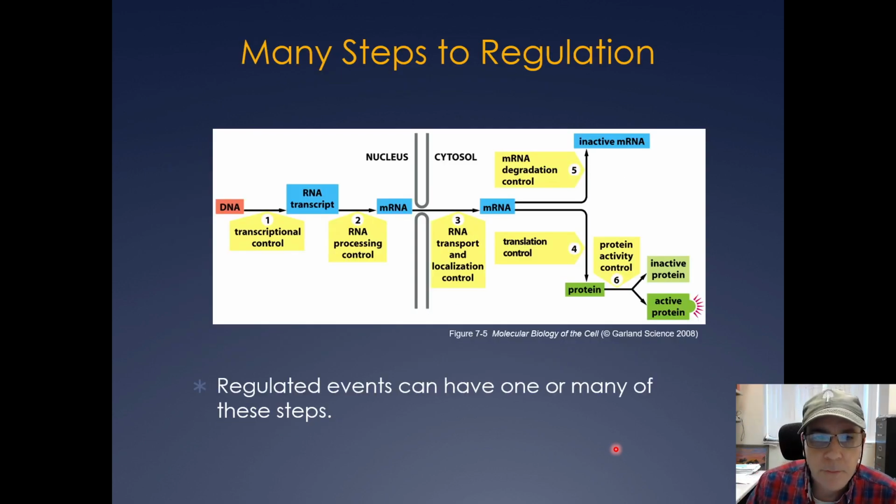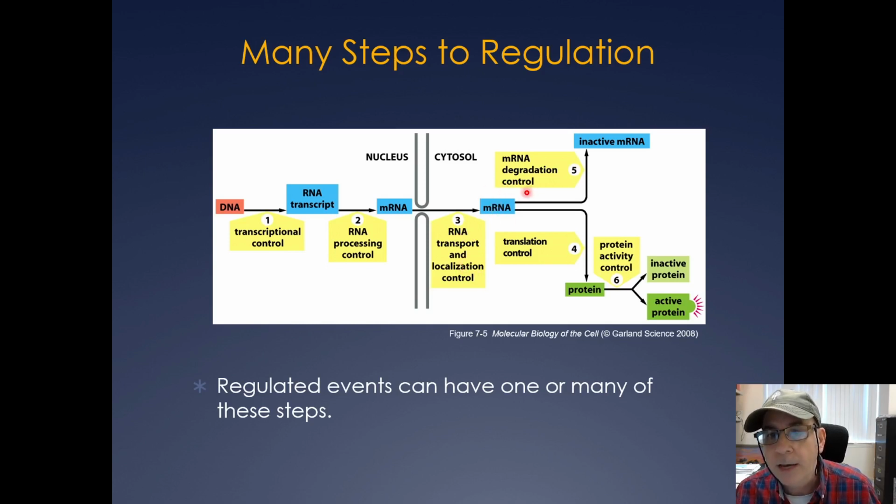There's also other steps to regulation. There's, of course, transcriptional control, but then there can be RNA processing control, right? You can make different spliced variants of different RNAs that may have different functions or similar functions in the different cell types. And you can also then have regulated RNA transport and localization in the cytosol. And then once you have the messenger RNA, its stability can be controlled by making it so the RNA gets degraded, so there's not a lot of it around. Or you can also have translational control, which will control the amount of protein a given messenger RNA will produce.